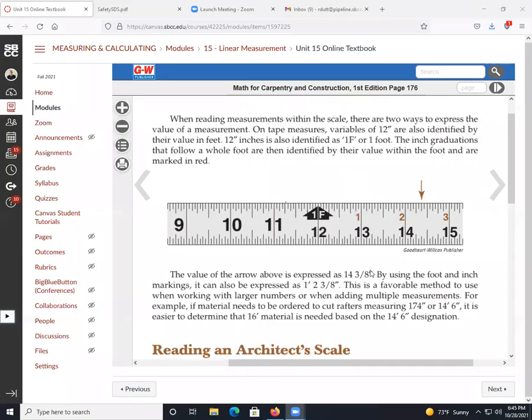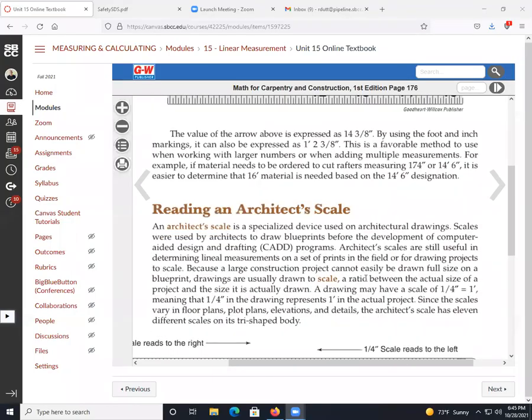Okay, so in reading an architect scale, it's a specialized device used in architectural drawing. Scales were used by architects to draw blueprints before the development of computer-aided design and drafting, CAD, which is what everything's done on now.